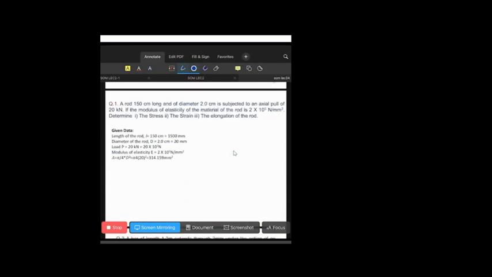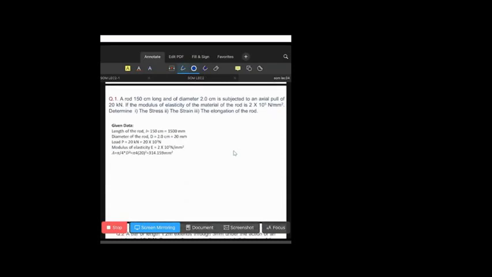So this is the first numerical. A rod of 50 centimeter length and diameter 2 centimeter is subjected to an axial pull of 20 kilonewton. If the modulus of elasticity of the material of the rod is 2 into 10 to the power 5 Newton per mm square, determine the stress, strain and elongation of the rod. This is a very simple problem.